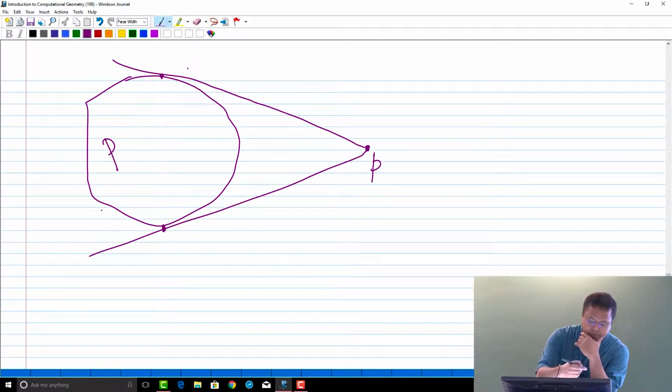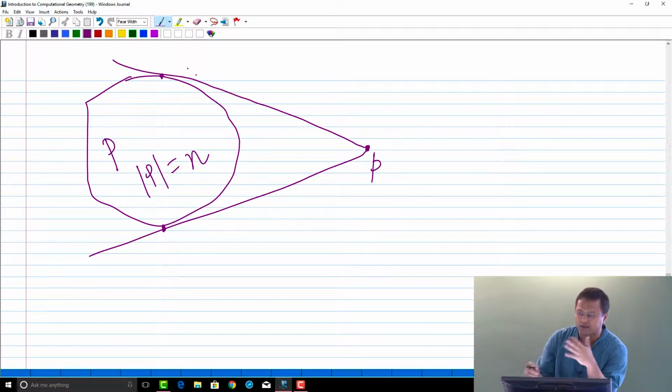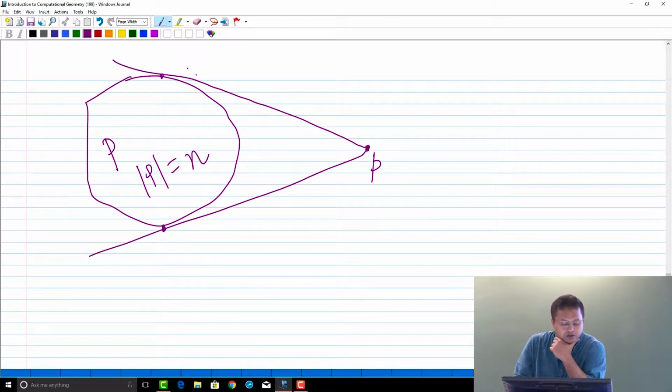So, this is a convex polygon P of n points, given to you in some order, right, in clockwise or counterclockwise order, and given a point P, I have to figure out the tangents to this convex polygon. So, what is the definition of a tangent? That if you draw this line, it hits the polygon at a point and all points lie on one side. So, there will be 2 such tangents, fine.